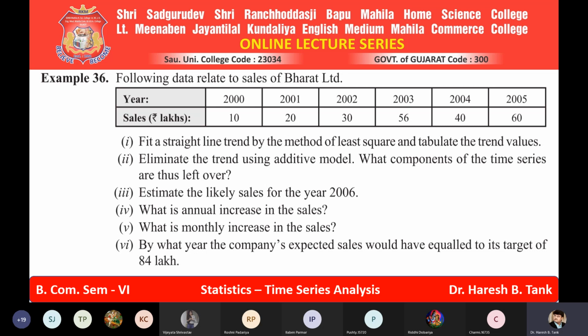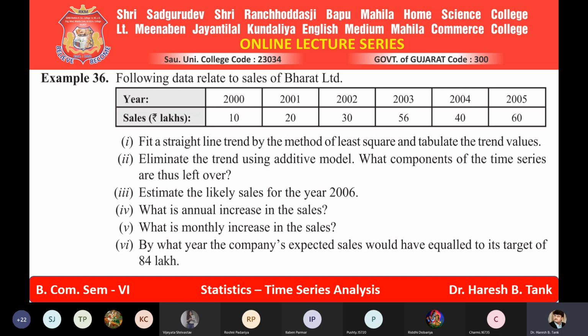The sixth question: by what year would the company's expected sales have equaled its target of 84 lakhs? Look, this is something new, and this is a new parameter to be thought of. Here sales is given to you, and you have to find the year by which the company may get that sales if everything goes right, using the trend. That we will see how to calculate, right? Okay, one after another.